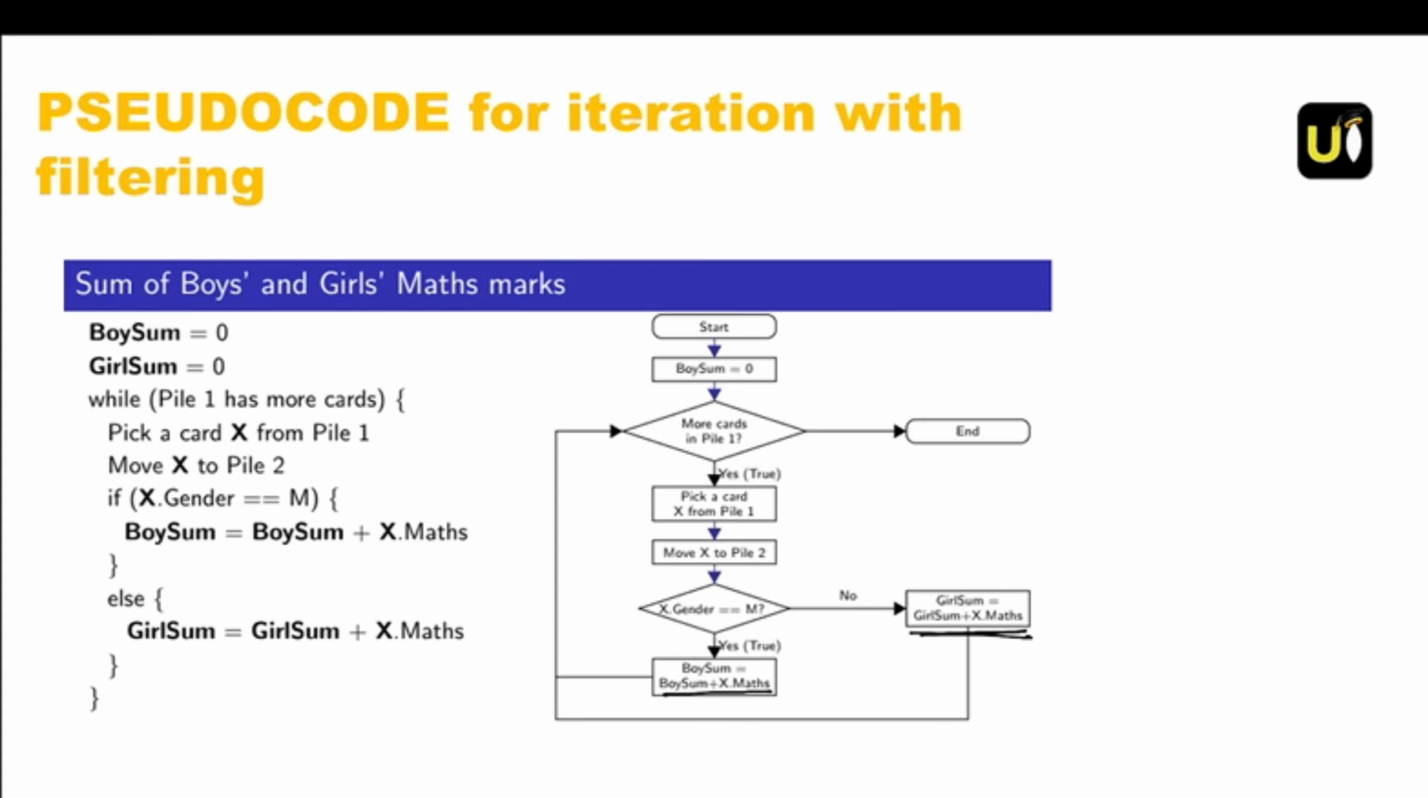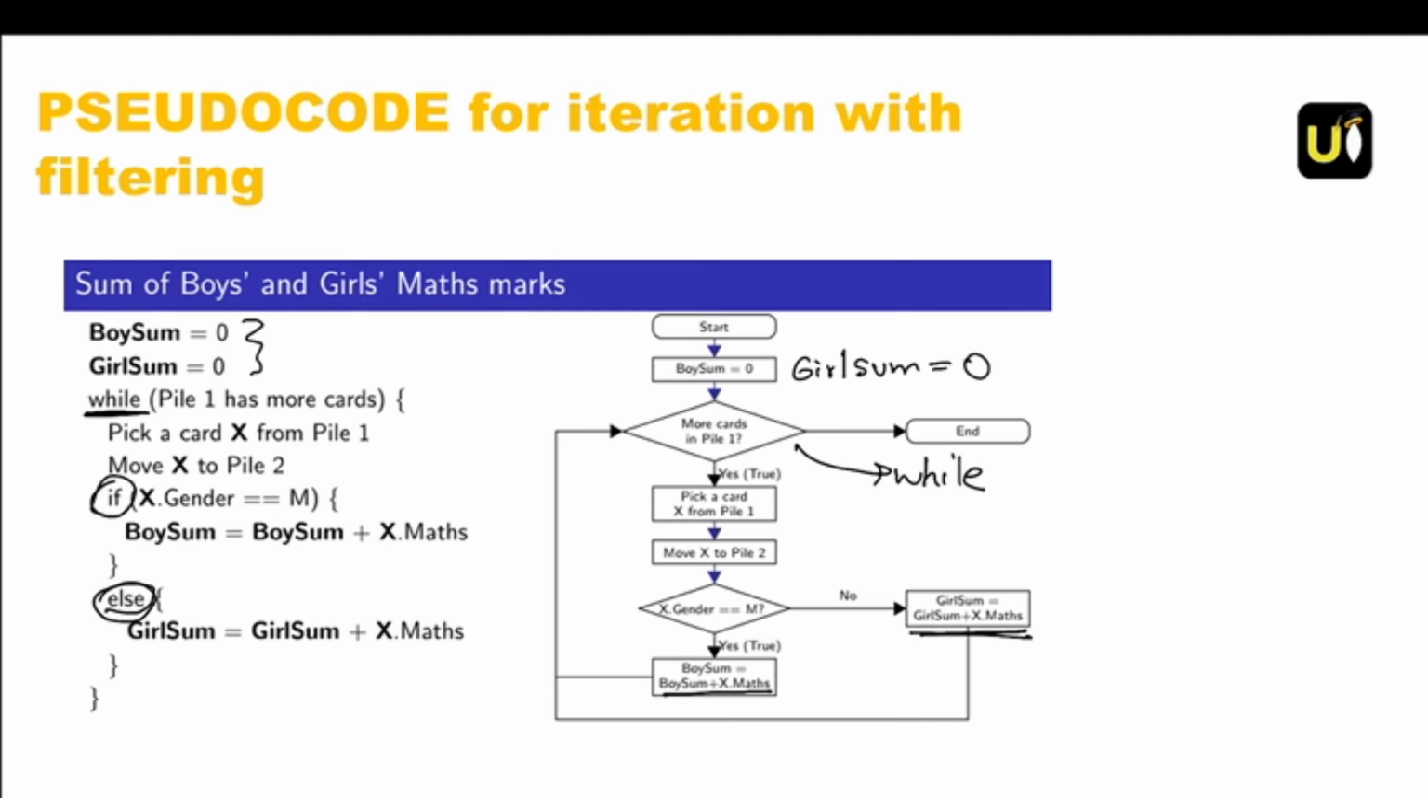So we have a pseudocode for finding the sum of boys and girls maths marks. So I'll show you how the pseudocode relates to the flowchart. So the first step is initializing this as 0, and here as well the girl sum would be initialized to 0. So we enter the while loop then. Pile 1 has more cards, pick x from pile 1, move x to pile 2, and there's another loop here. This is the if loop and this is the else loop.